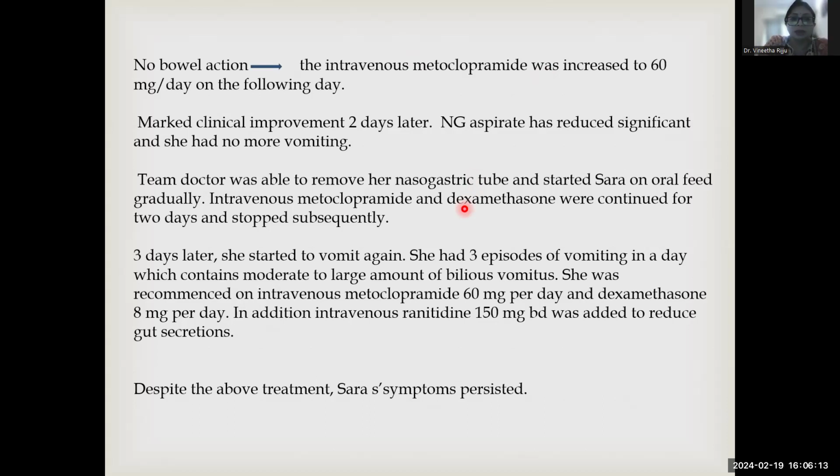She was recommended on IV metoclopramide 60 milligram per day and dexamethasone 8 milligram per day again, and also ranitidine 150 milligram per day to reduce her gut secretions. And with all that, Sarah's symptoms kept persisting.